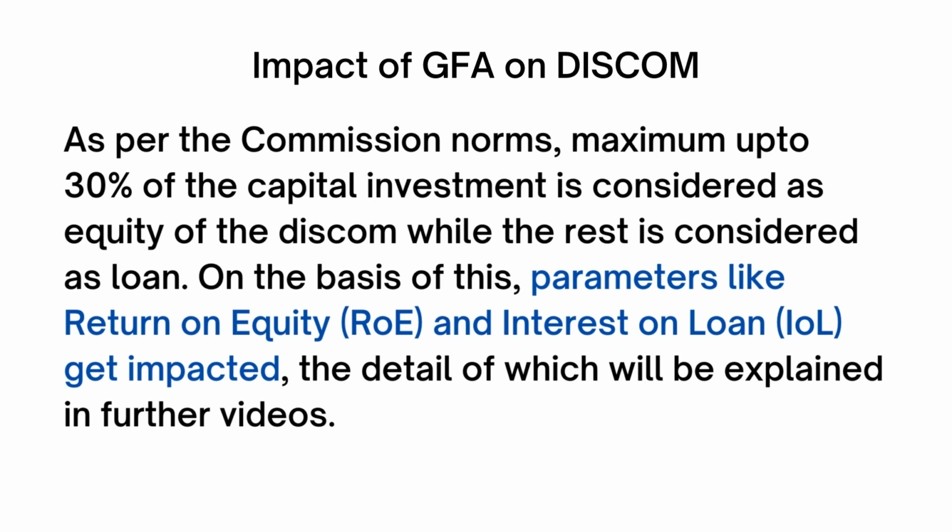Finally, we will understand the impact of gross fixed assets on the distribution company. As per the Commission norms, maximum up to 30% of the capital investment is considered as equity of the distribution company, while the rest is considered as loan. On the basis of this, parameters like return on equity and interest on loan get impacted, the details of which will be explained in further videos. Hope you found this video informative and got a good sense of capital investment. We will continue to discuss the expenditure components in upcoming videos.